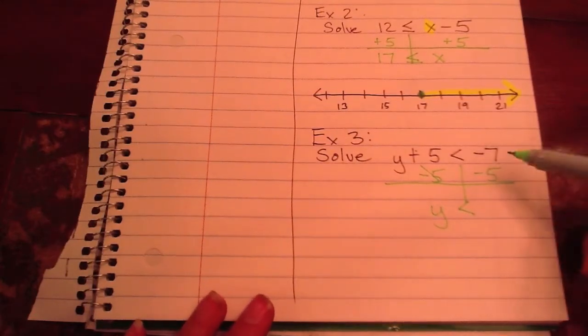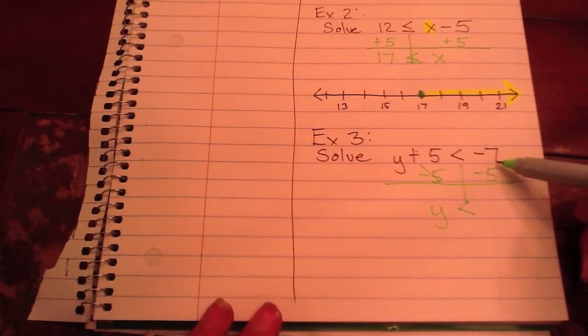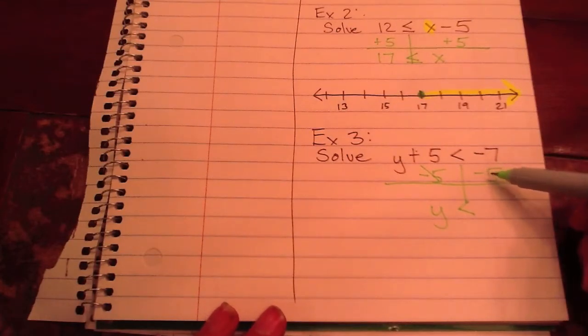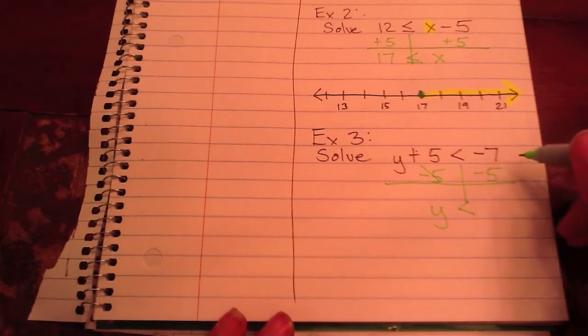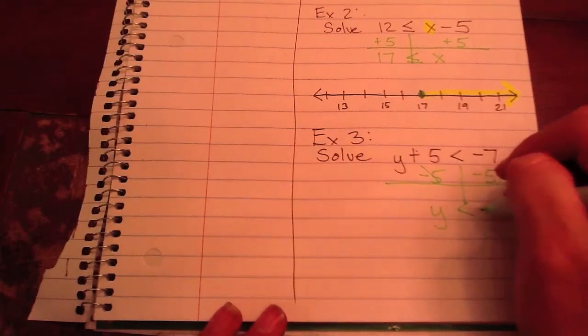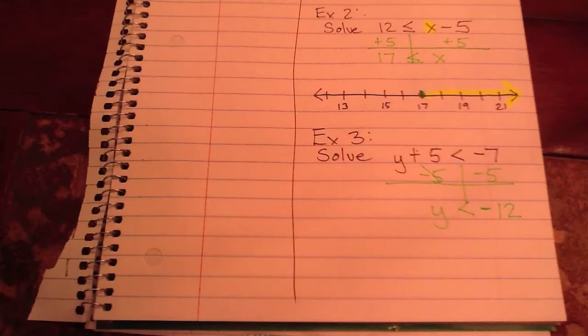Now be careful here. This is that common mistake a lot of you are making. It's a negative plus a negative. So hopefully you all knew to add those, and you keep it negative. So y is less than -12.